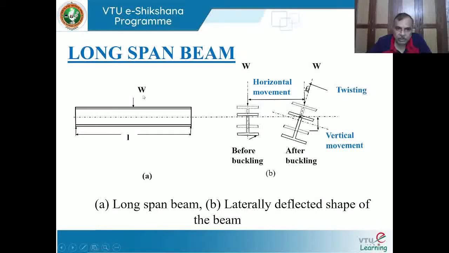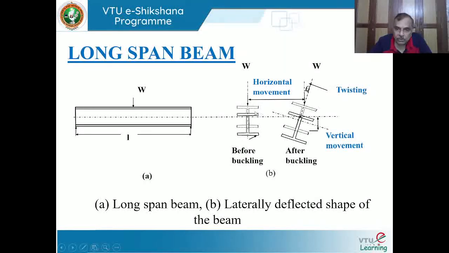Now from this stage onwards, if you increase the load on the beam, what happens? This particular I section not only undergoes deflection in the vertical direction, it bends further in the vertical direction, but at the same time it starts to move in the horizontal direction also. The entire cross section is tending to deflect downwards, but at the same time the compression flange of the beam is tending to move in the lateral direction also. So that is where the horizontal movement of the cross section comes into picture. If you increase the load further and further, we have the additional vertical deflection and also the horizontal movement, and thereby the position of the section will be different.